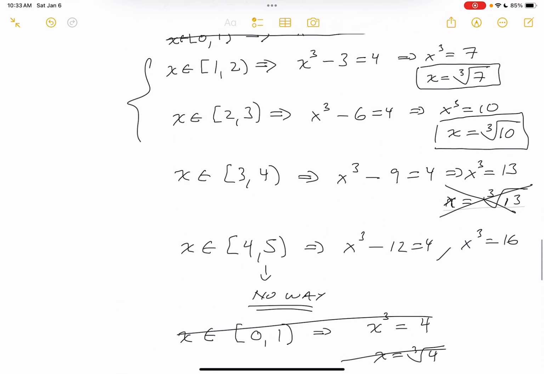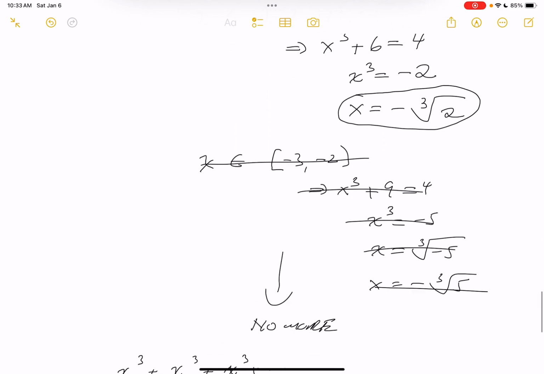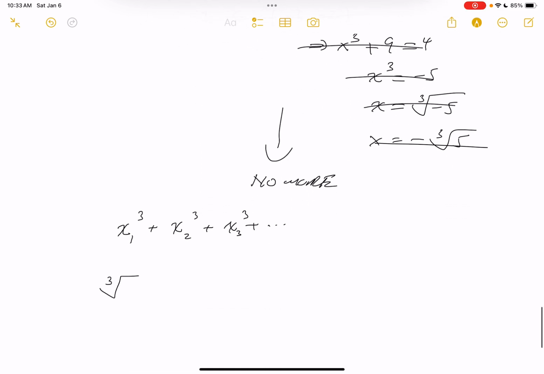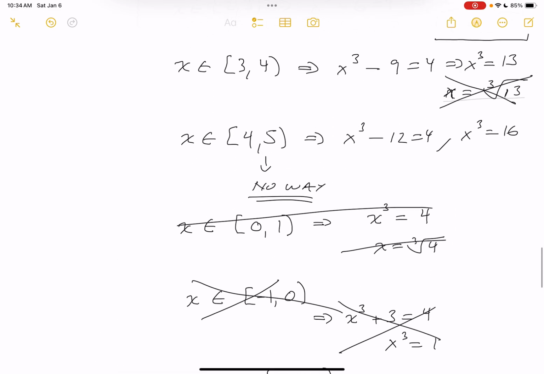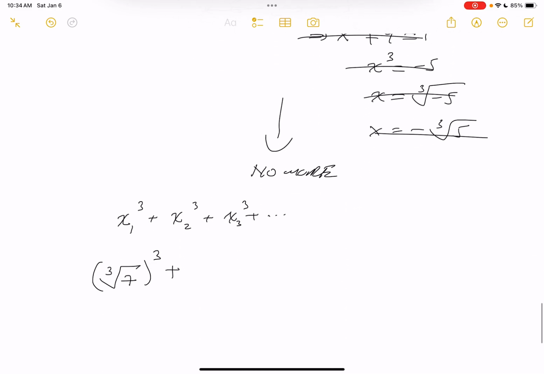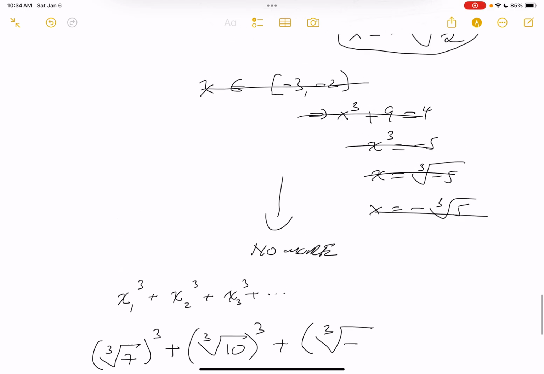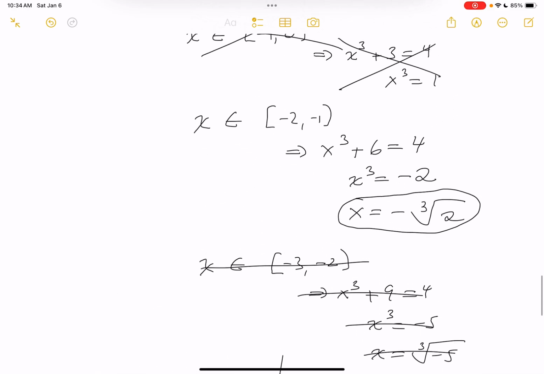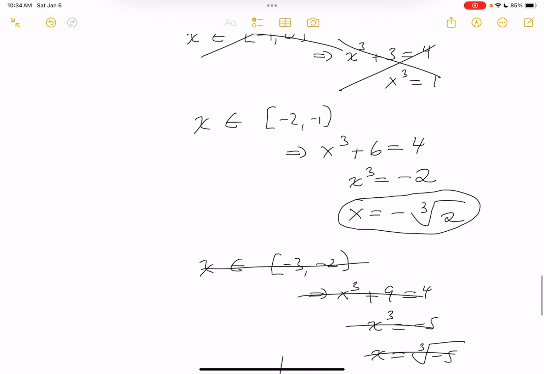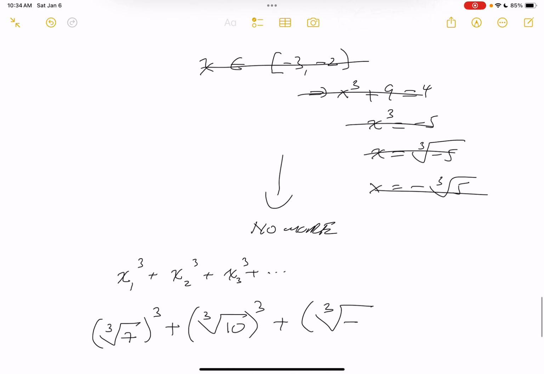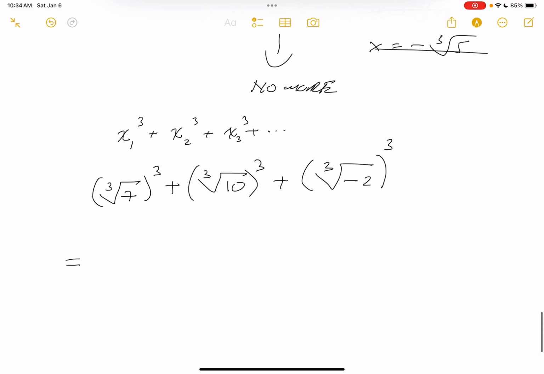The first solution was the cube root of 7. Let's put the next one down. The next solution was the cube root of 10. And the last one was the cube root of minus, I gotta make sure I'm saying that right, by the way, the cube root of -2. I'm gonna cube that. They're the only 3 I could find, by the way.